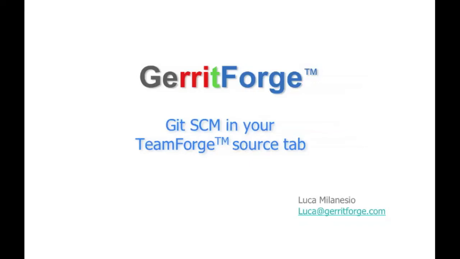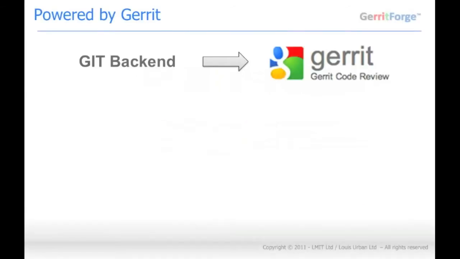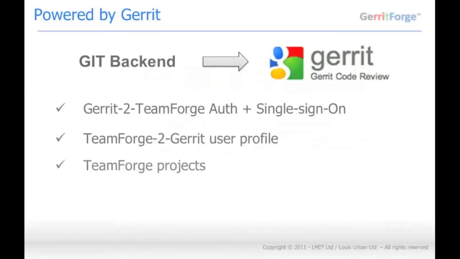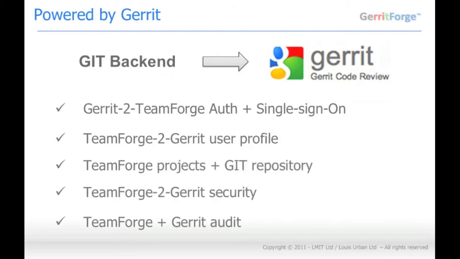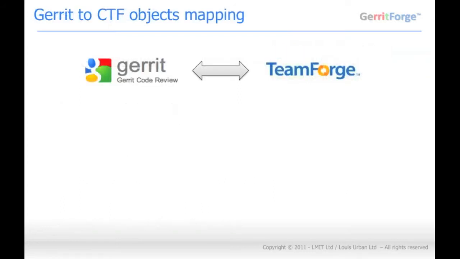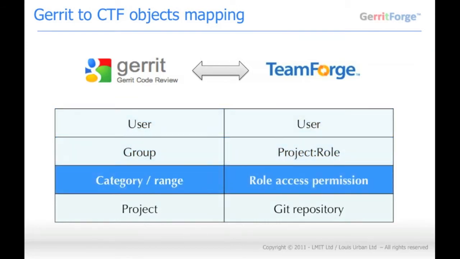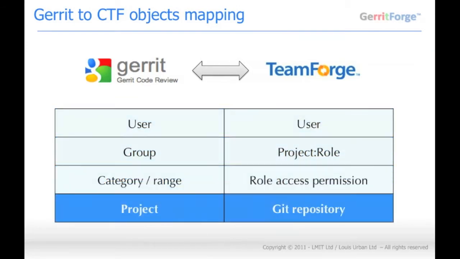Git SCM, the popular source version control system, is now available in your TeamForge source tab. It is powered by Gerrit and provides single sign-on, user provisioning, projects, repositories, security, and auditing. Gerrit objects are mapped to native TeamForge concepts: users, groups to roles, categories to access permissions, Gerrit projects to TeamForge Git repositories.